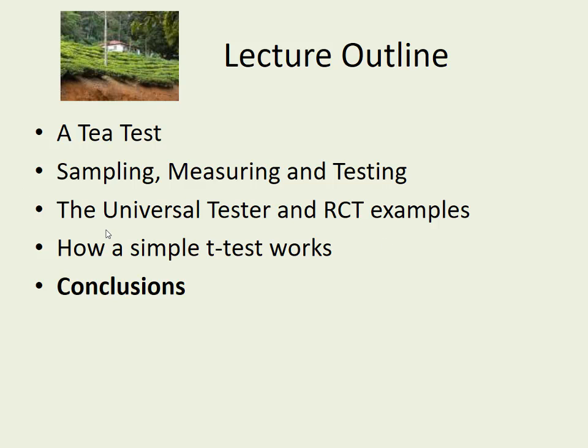Then we moved on to the idea of a universal tester. The principle here is that you always have something that you believe about the world, more technically called a null hypothesis. You believe your null hypothesis until you see something that your null hypothesis means is very unlikely. So if the thing you believe means that the observations are very, very unlikely, then you have to reject the thing you believe. And we applied that to the RCT examples.